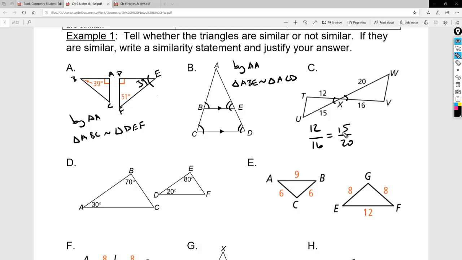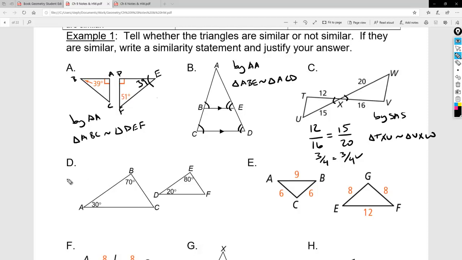So there's a few ways that you can verify this. You can cross multiply and see if you get a true statement. Alternatively, you can also just reduce the fraction on both sides. If I reduce the fraction here, I end up getting 3/4. If I reduce the fraction here, I end up getting 3/4. This is true. So that means by side angle side, I can say confidently that triangle TXU is similar to triangle VXW.